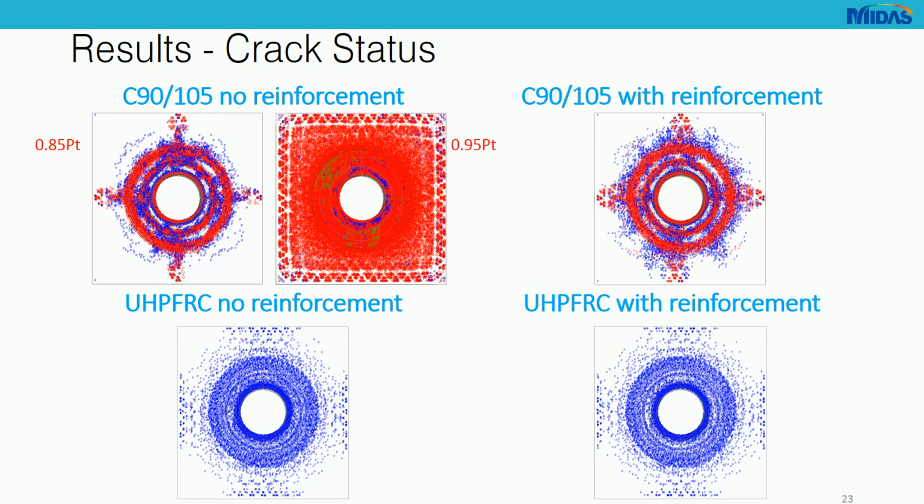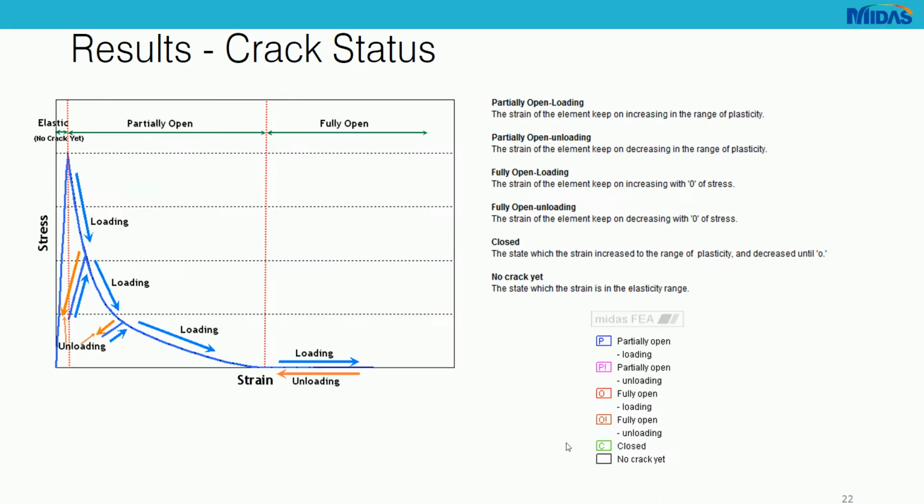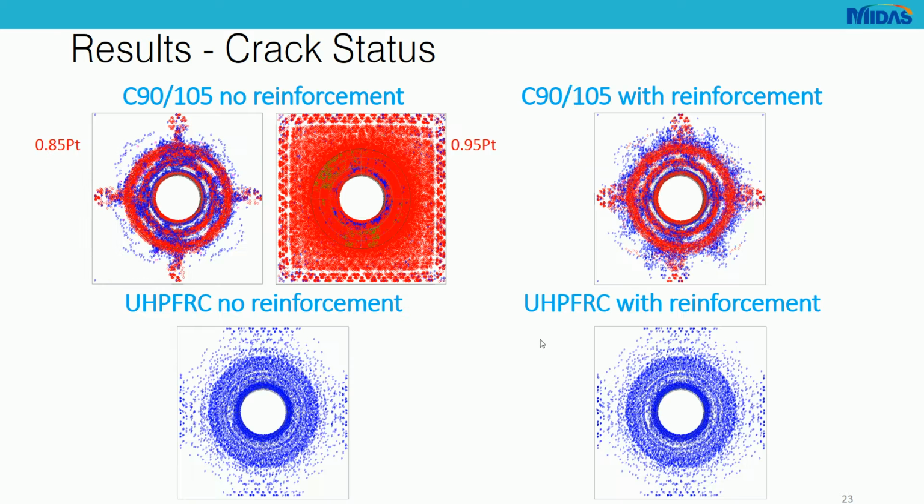Now going to the comparison between the four models, we can see the stress distribution. As I mentioned, we have partially open, fully open loading, fully open status. So we have fully open even at 85% in the high strength concrete model without reinforcement, which is a fairly similar distribution to that of the reinforced concrete at the full load. If we go to 95% of the pre-stress load, basically the model fails.